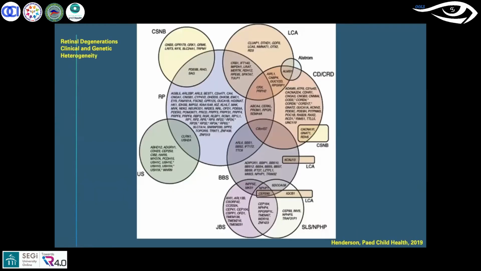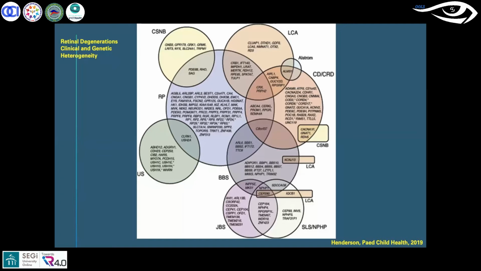Okay. Now, I said earlier, is ophthalmic genetic counseling easy or difficult? And I said that it's easy, but at the same time difficult. The reason is that, as you can see in the slide, retinal degenerations have something called clinical and genetic heterogeneity. Heterogeneity is the opposite term of homogeneity. Homogeneity means that everything is equal or even or similar.